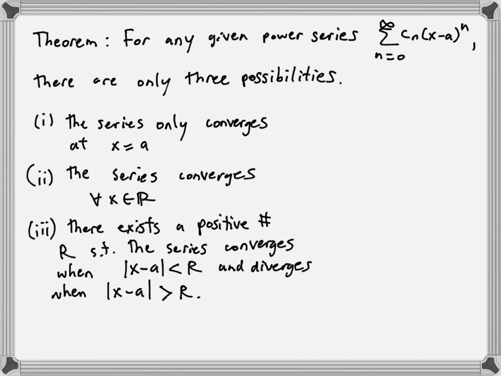Let's draw a picture really quick of these 3 cases. If it only converges at a, then I can draw a right here. That means we only converge at that one little dot, right? Now, what if it converges everywhere? Well, then I can color in the entire line, right? Converges all over the entire thing.